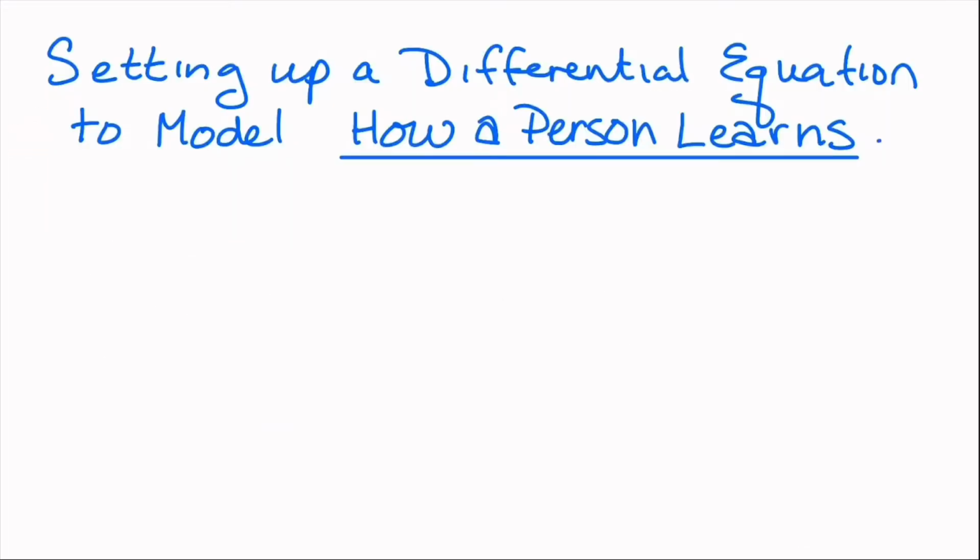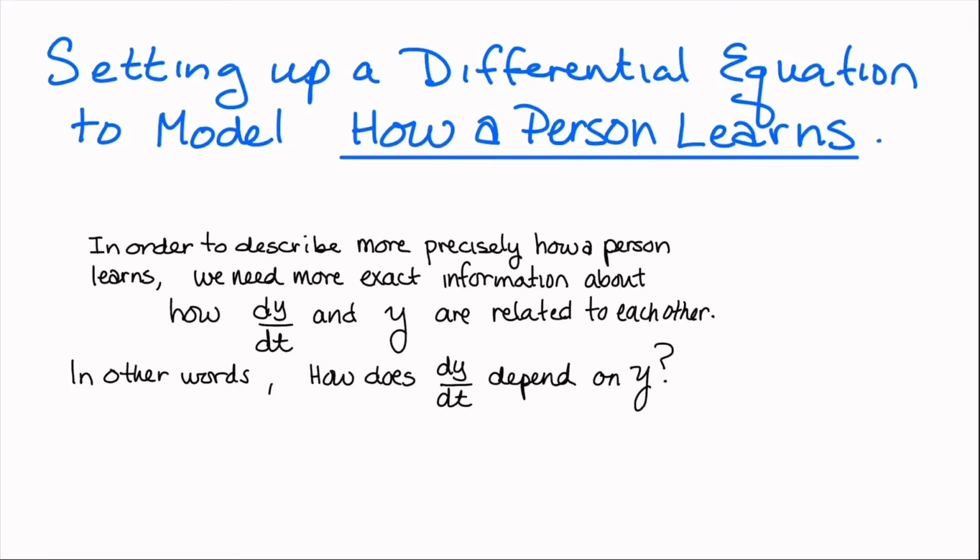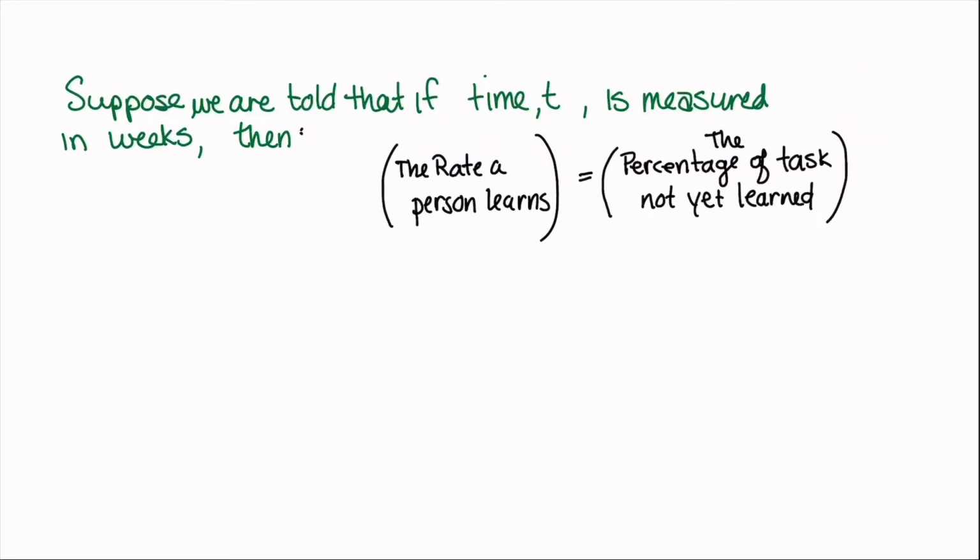Setting up a differential equation to model how a person learns. In order to describe more precisely how fast a person learns, we need to know how dy/dt, the rate, is related to y, the percentage of task mastery. So how does dy/dt depend on y? Well, let's suppose that a person's rate of learning, dy/dt, is equal to the percentage of the task that has not yet been learned.